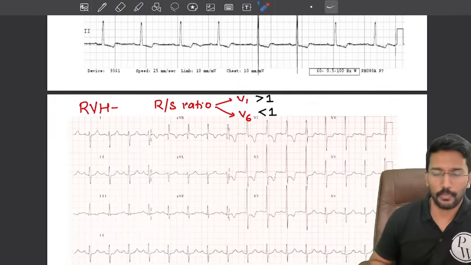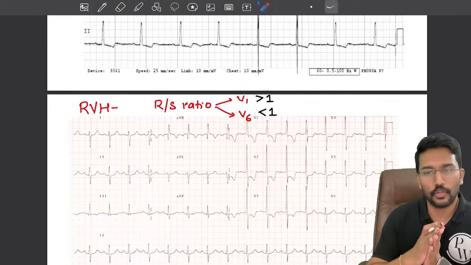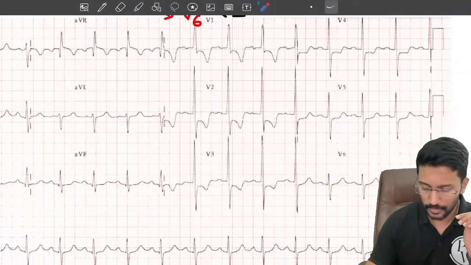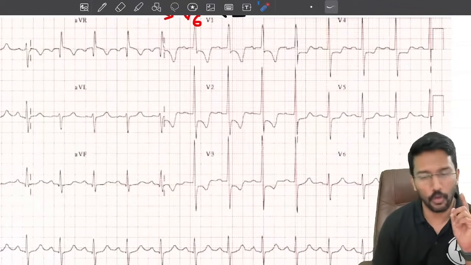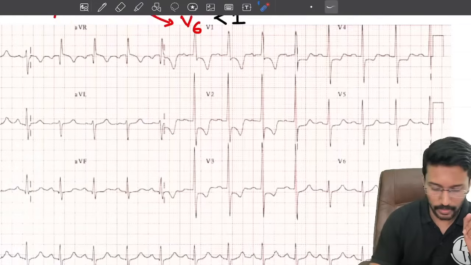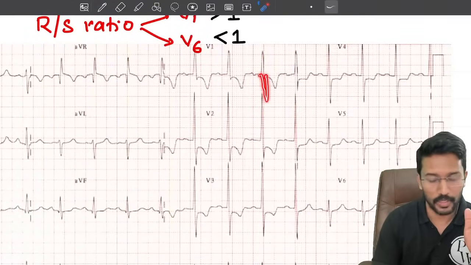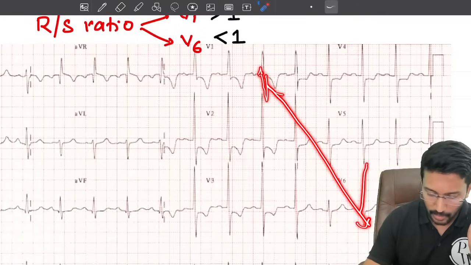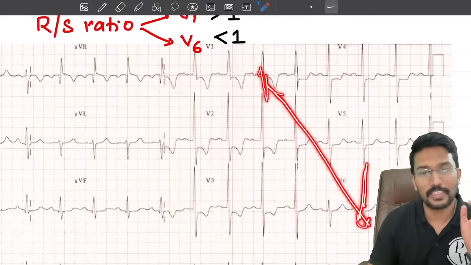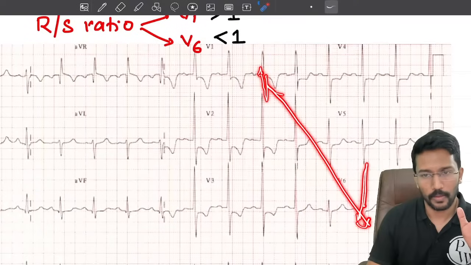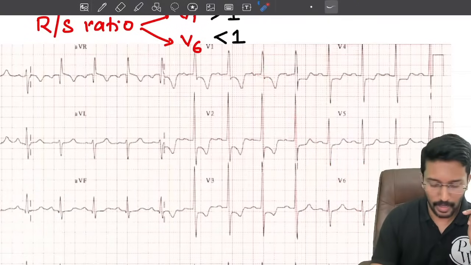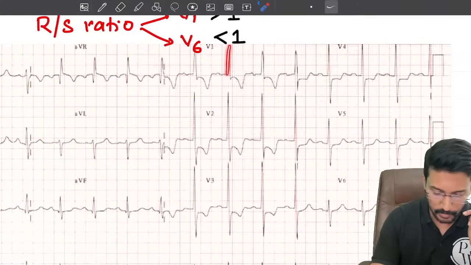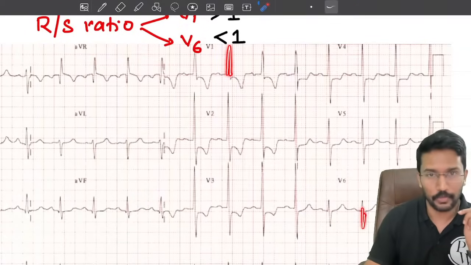For right ventricular hypertrophy, first thing you should have tall R wave in V1 and tall S wave in V6. Now remember, in a normal ECG, in V1, generally S is the prominent wave, R will be very small, and as you move from V1 to V6, R becomes very large, S becomes very small. But in case of right ventricular hypertrophy, R becomes prominent in V1 and S becomes prominent in V6.